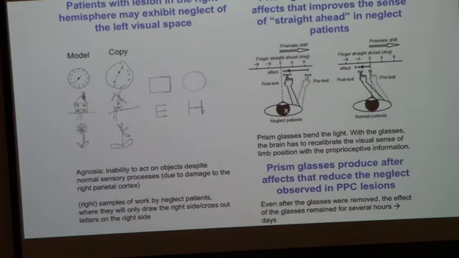If you have a lesion in the right side of your hemisphere and you ask the patient to draw these images, you can see that they draw the right side but not the left side.